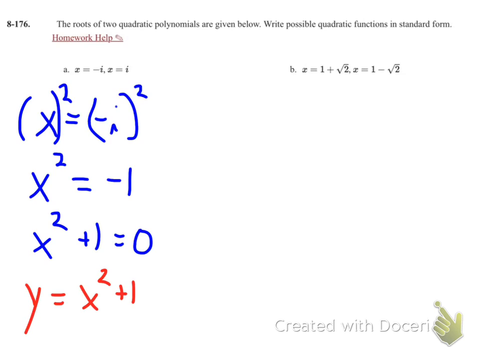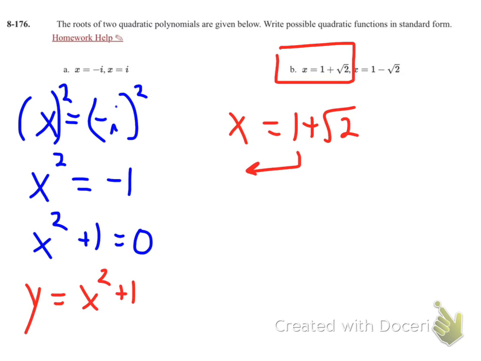Problem B is going to be a little bit different. This is going to have real roots. They are irrational, though. So 1 plus square root of 2 and 1 minus the square root of 2. I'm just going to pick one of them. Again, on this one, I'm just going to pick the first one. x equals 1 plus the square root of 2.